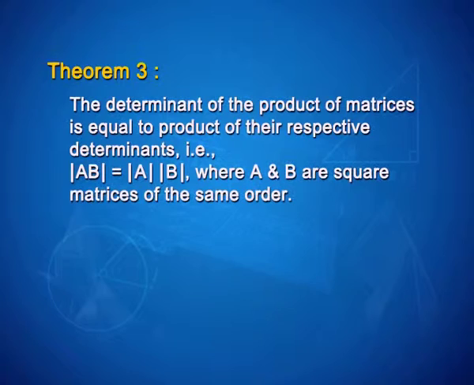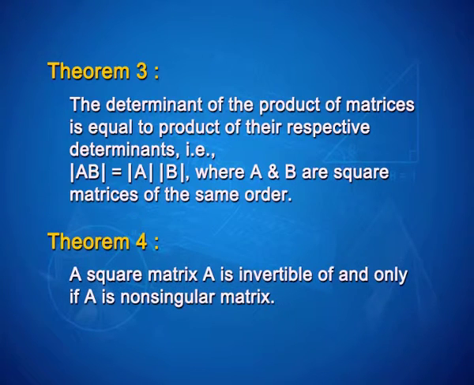Third theorem, the determinant of the product of matrices is equal to the product of their respective determinants, that is, determinant of product AB is equal to determinant of A multiplied by determinant of B, where A and B are square matrices of the same order. Theorem 4, a square matrix A is invertible if and only if A is a non-singular matrix.